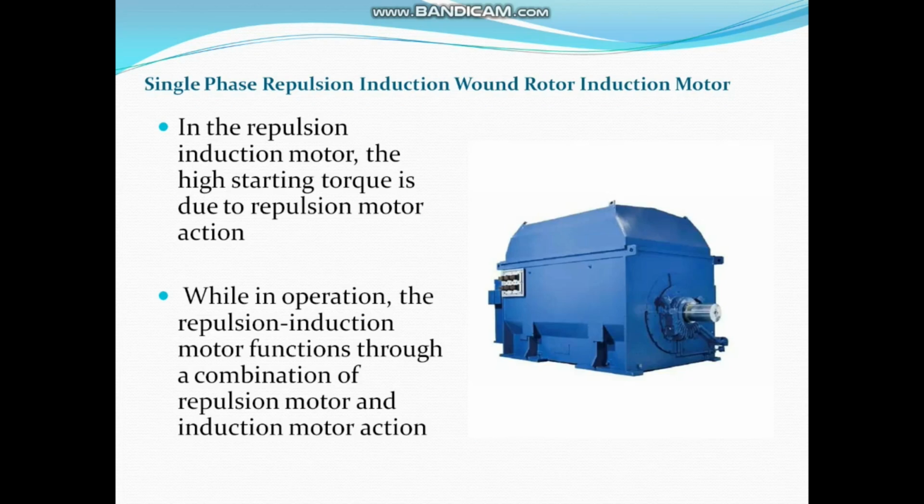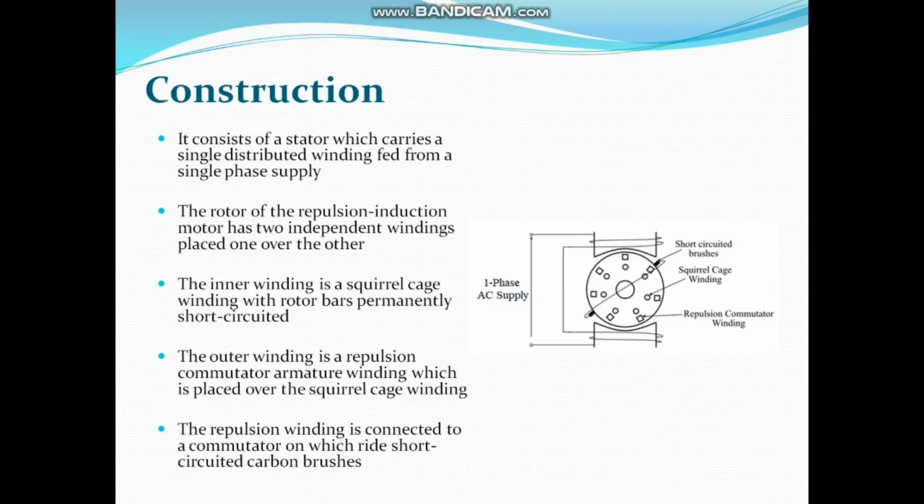Single-phase repulsion induction wound rotor induction motor. In the repulsion induction motor, the high starting torque is due to repulsion motor action. While in operation, the repulsion induction motor functions through a combination of repulsion motor and induction motor action. Let's see its construction. It consists of a stator which carries a single distributed winding fed from the single-phase AC supply. The rotor of the repulsion induction motor has two independent windings placed one over the other.